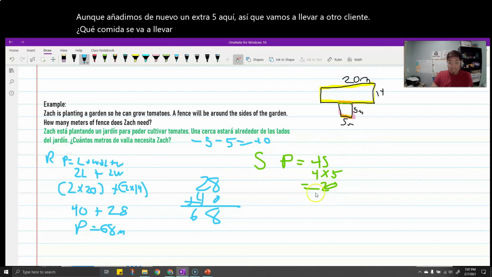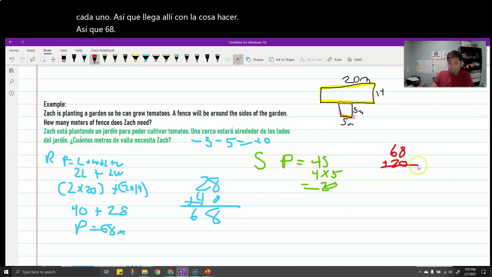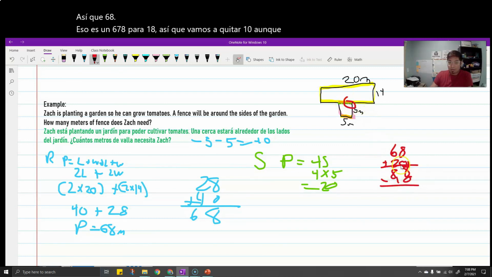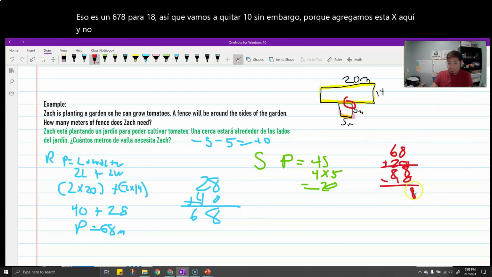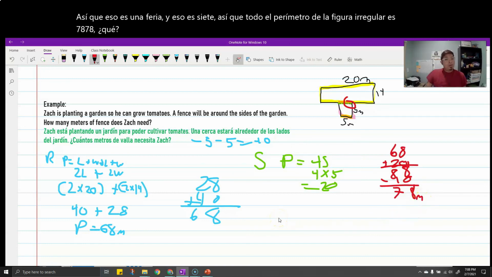Okay, so let's just add these two together, the square and the rectangle. So together, what do they make? So 68 and 20. That's 8, 6, 7, 8. So 88. So let's take away 10 though, because we added this extra right here, and we don't need that. And that's 78. So the whole perimeter of this irregular figure is 78. 78 what? Meters, good.